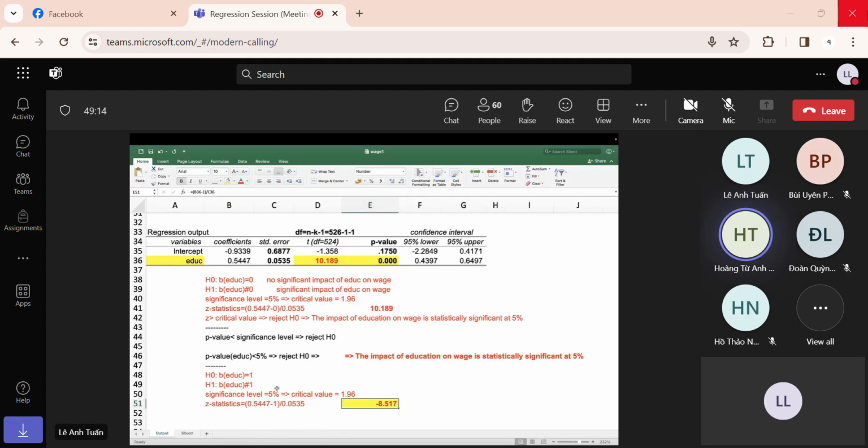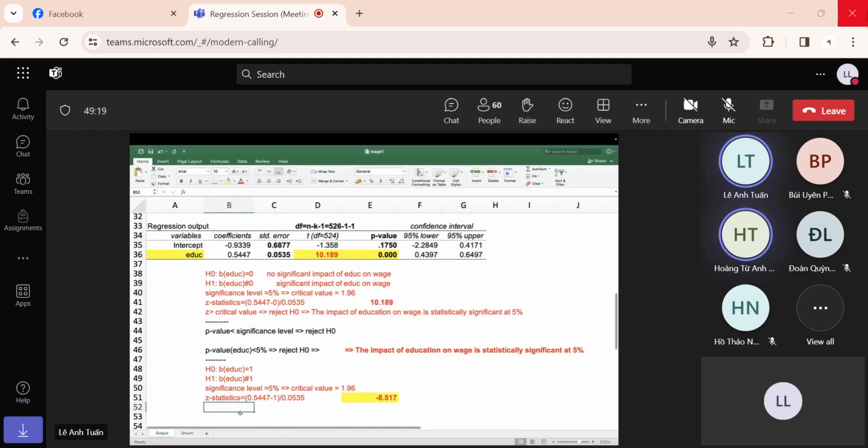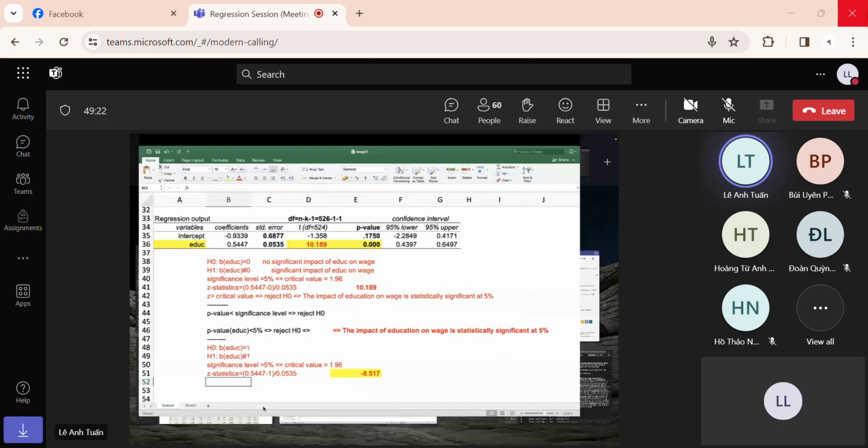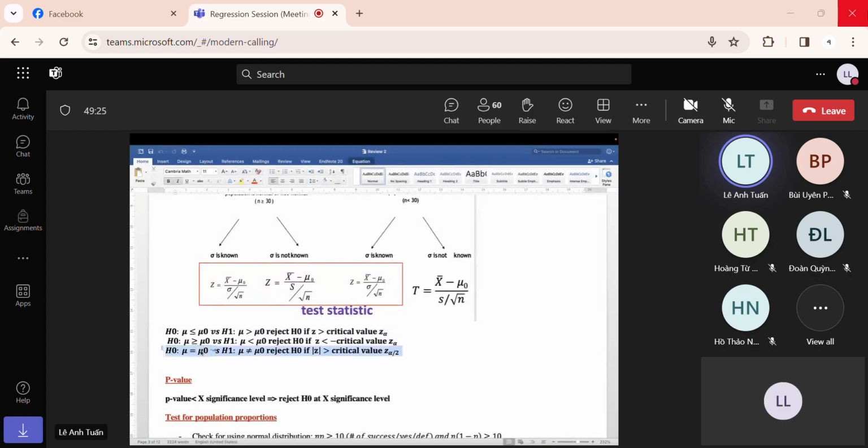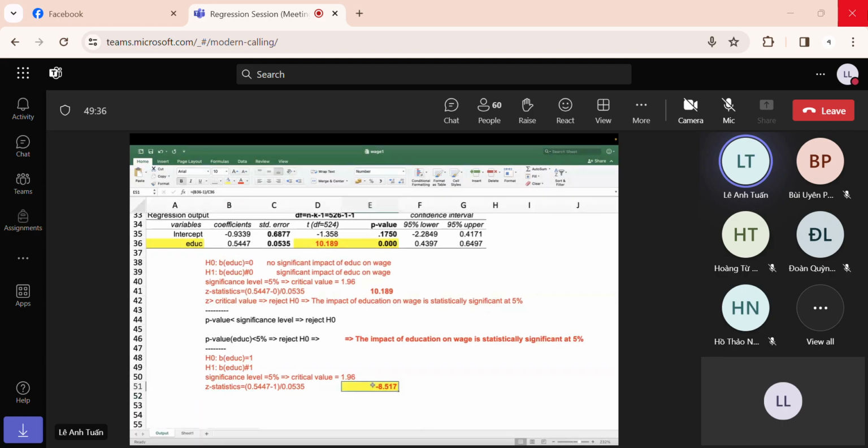We will fail to reject. Why fail to reject? So it is a two-sided test. For the two-sided test here, we will reject if the absolute value of z is larger than z alpha over 2. Here, we have the z and we have the critical value. So we have the absolute value of z here, larger than the critical value, right?